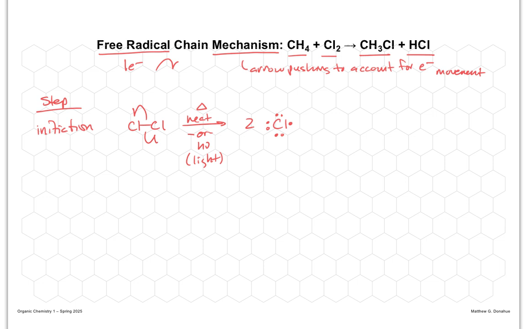The next step is called propagation. So the chlorine radical, I'm not going to draw the lone pairs. I'm just going to show the movement of the important electron, the radical. The chlorine radical is going to abstract a hydrogen from methane. So that radical moves. We cleave that CH bond, so that forms HCl, and then a carbon radical.